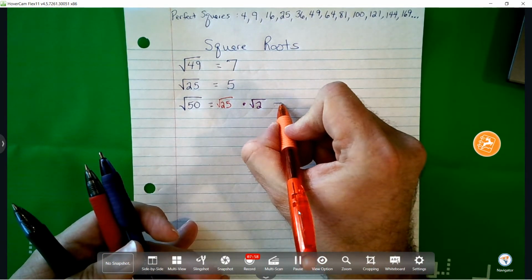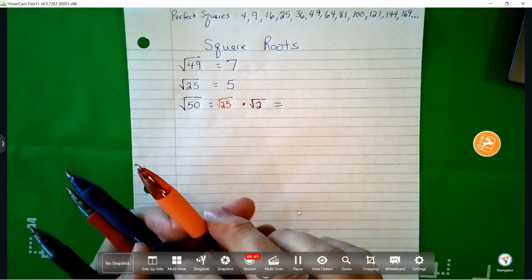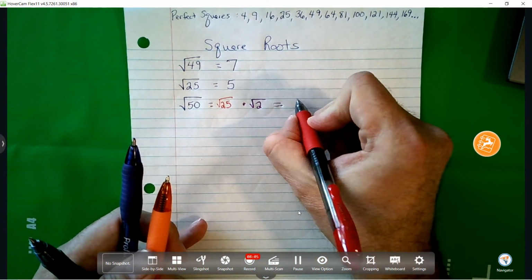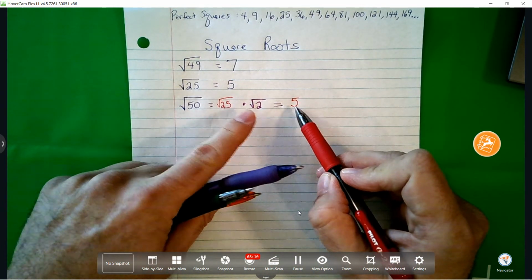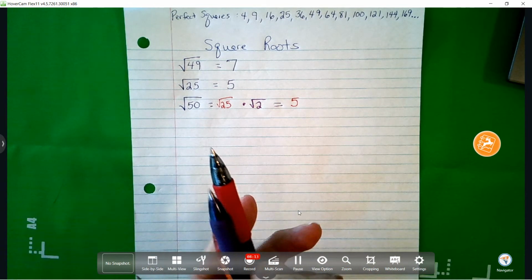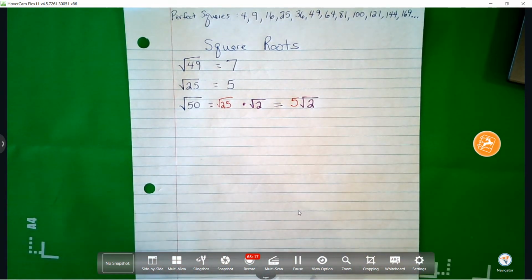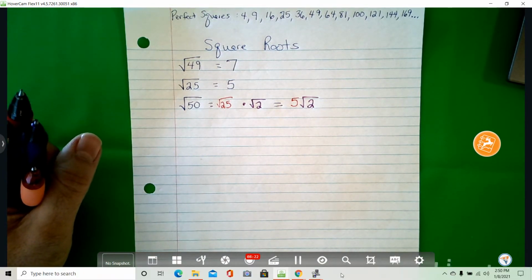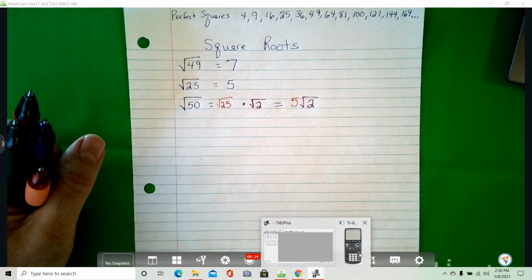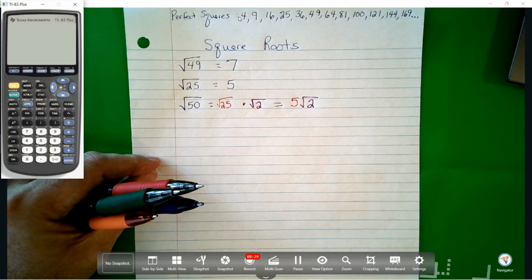Now, we can simplify this square root of 25 by replacing it with a 5. So this red square root of 25 becomes a red 5, and then we just leave the square root of 2 there. That's how I'll simplify square roots that are not perfect squares. What I'm doing is looking through mentally which numbers up here divide into 50. What's the biggest one?